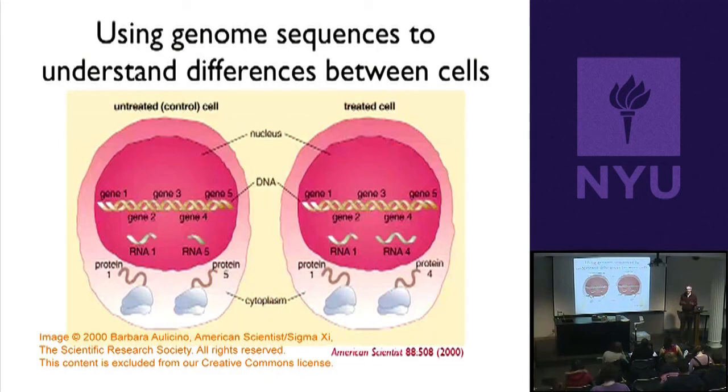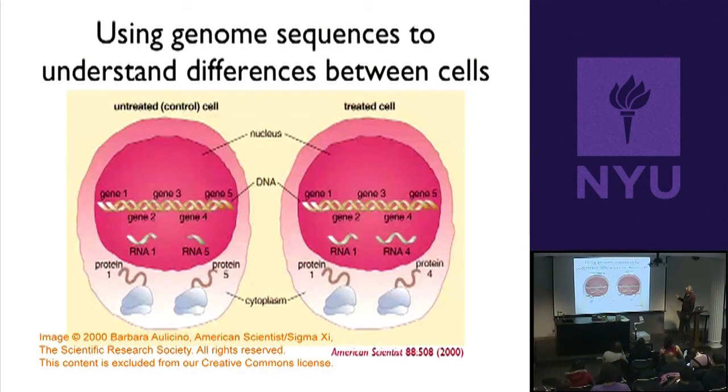And so the way we do these experiments is we measure the RNA and we assume that these RNAs would then get translated into those proteins. That's in general not always true, but it's a decent assumption to start with. Okay? And so I've described this as a situation where you take an untreated cell and a treated cell, but the power of this type of experiment is you can do any comparison you want.